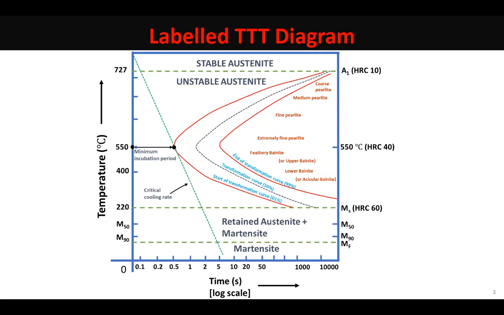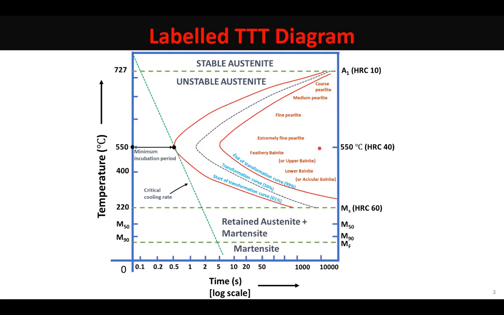Okay, fine. So what I'm trying to tell you is that if the conditions are such that the austenite present in the steel gets an opportunity to transform, to decompose anywhere in this range 727 to 550, then austenite transforms into the product phase perlite.